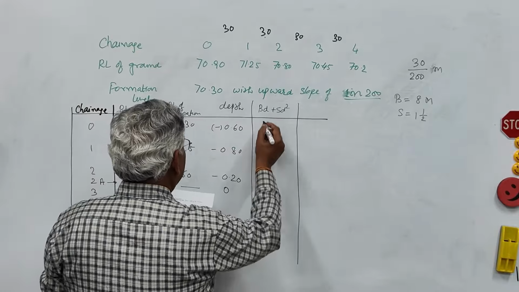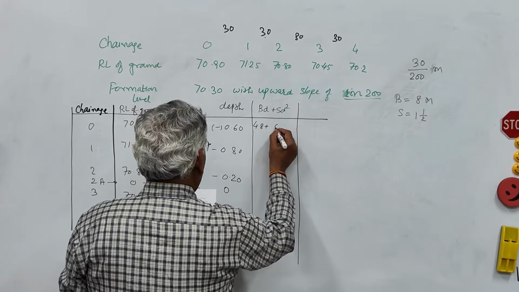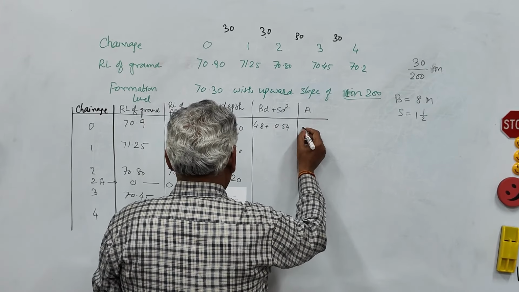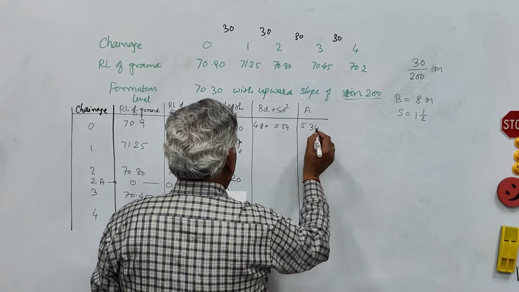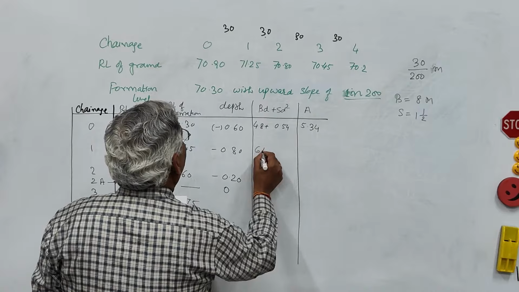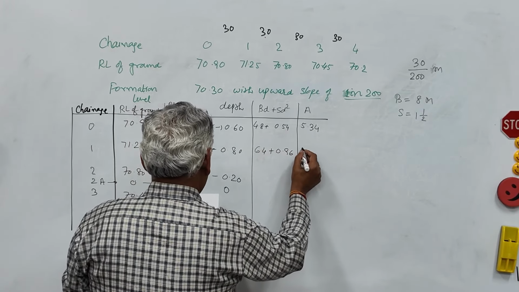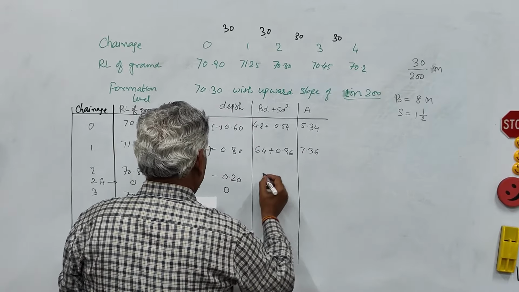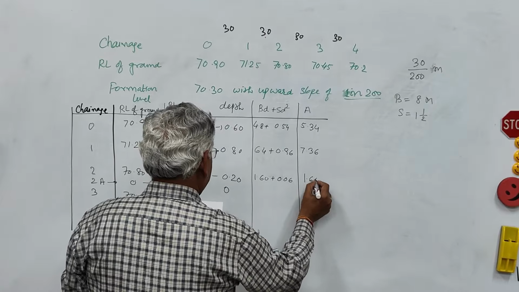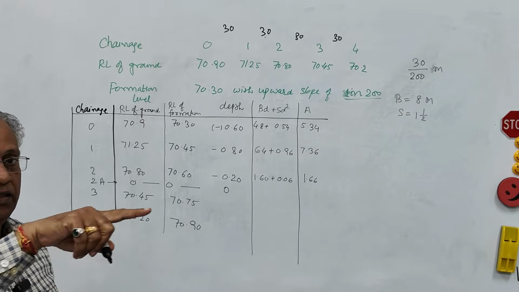So this BD will be 4.8 plus this will be 0.54. So the total area is now 5.34 meter square. Similarly, for the next case, this is 6.4 plus 0.96. This is 7.36 meter square, and for this it is 1.66. Now here is the point where it passes through the level.